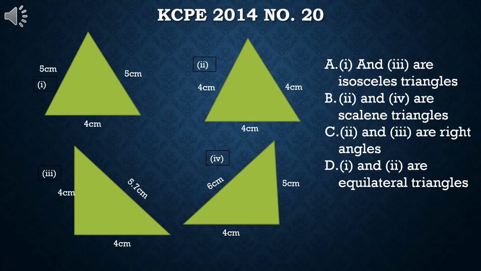So going by the choices, choice A, which says Roman 1 and Roman 3 isosceles, is very true, because Roman 1, you can see 2 sides are equal, 5, 5, and Roman 3, 2 sides are equal, 4, 4. So both are isosceles triangles.